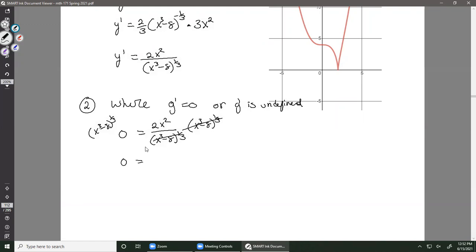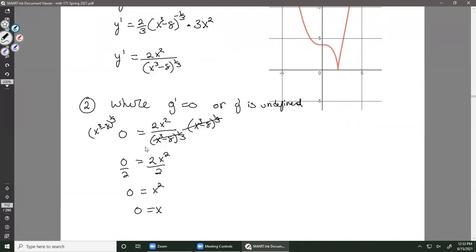So 0 equals 2x squared. So then I'm still trying to isolate x. I'm going to divide both sides by 2. And I get 0 equals x squared. Still trying to isolate the x, so I'm going to square root both sides. I get x equals 0. So G prime is 0 at x equals 0.